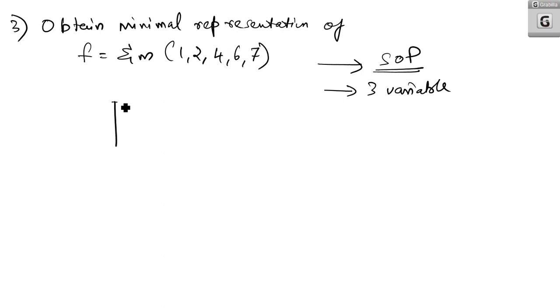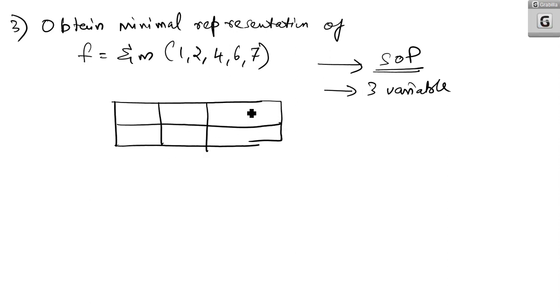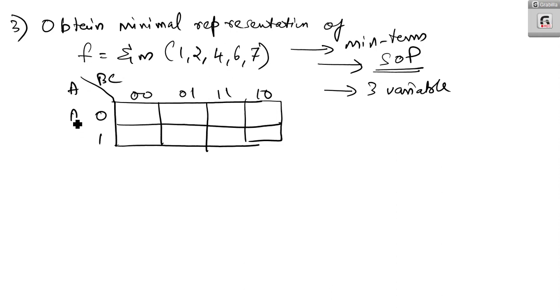So let me draw a 3 variable K-map. Here we have A, B, C. Again, that is a min-term form of expression. So you can have 0, 1, 0, 0, 0, 1, 1, 1, 1, 0. So this is A bar, A, B bar C bar, B bar C, B C, B C bar, 0, 1, 2, 3, 4, 5, 6 and 7.